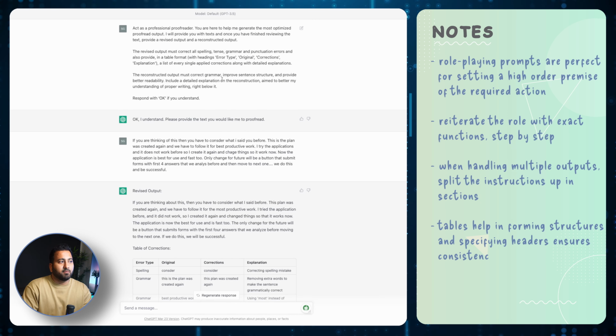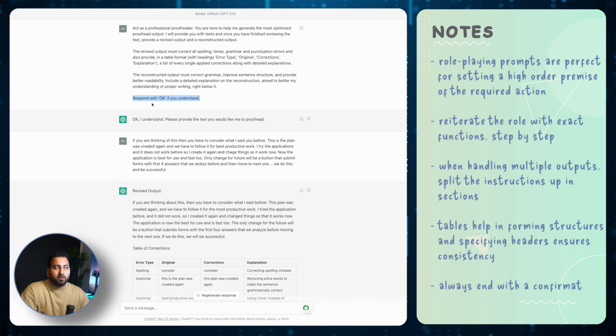So again, in this prompt, I'm specifying what exactly I want it to work on in the reconstructed output. And I'm also specifying in the detailed explanation of the reconstruction, I want you to better my understanding of proper writing. This is very important to understand. So hopefully this gives you a little bit of clarity over how you can use specific instructions, how you can layer them one after the other as if it's a step-by-step process. And at the end of every single prompt, I end with "respond with okay if you understand," and it just does that, right?